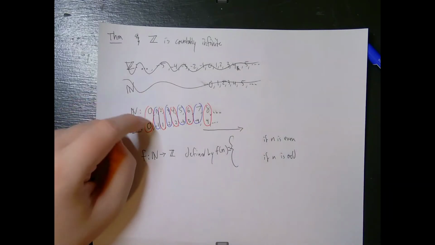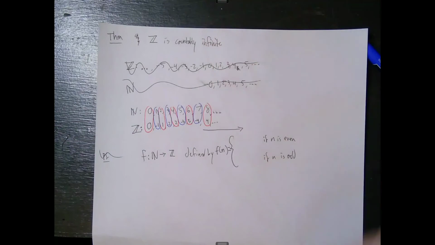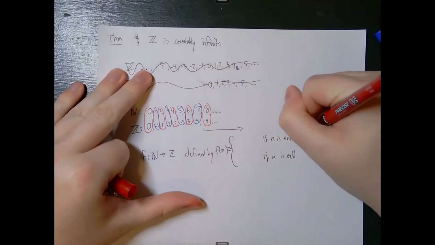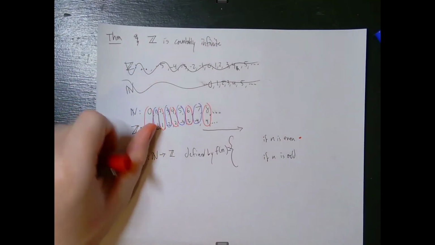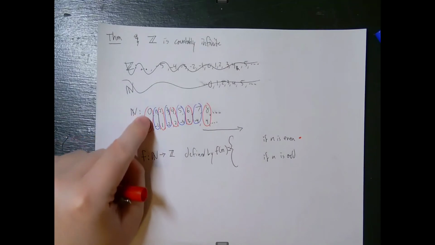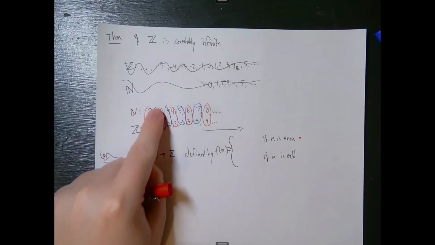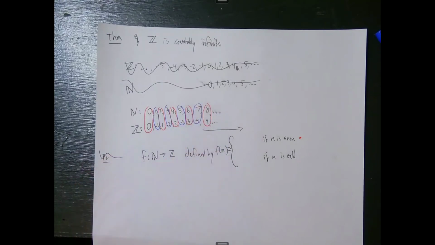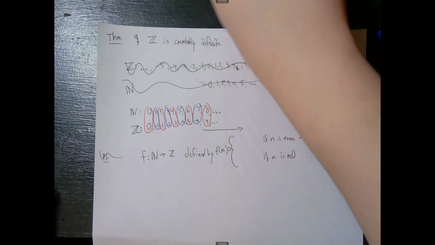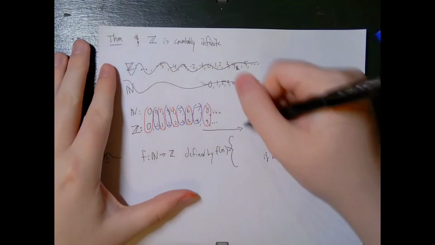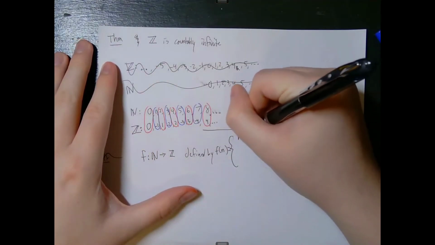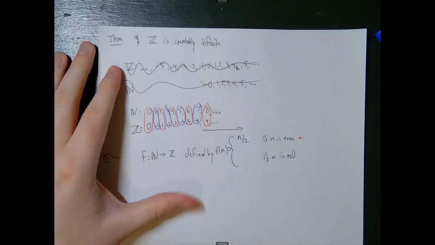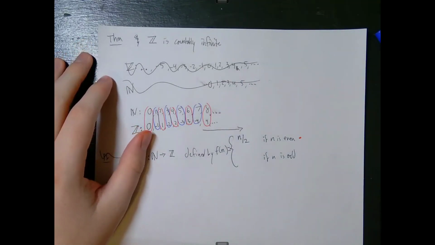So when n is even, when we're looking at the red values here, I'm going to put a nice red dot here, we can see that we're matching up 0 with 0, 2 with 1, 4 with 2, 6 with 3, 8 with 4, and so on. So my proposition is that when n is even, f should divide n by 2, and that will give us a positive integer.